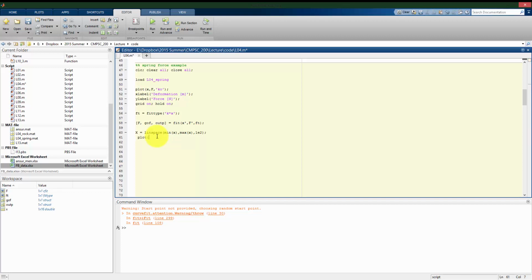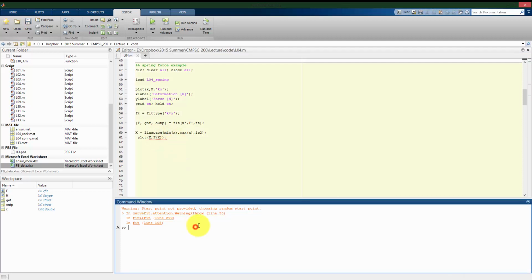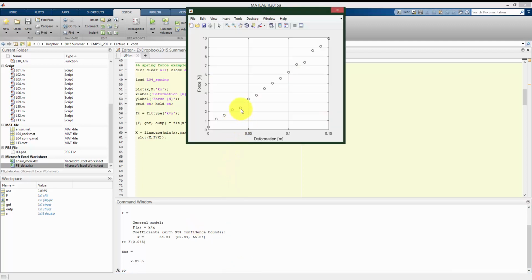So what I can do is plot this X, big X, versus F of big X. Actually, before I do that, let's look at F again. What this is telling me is F takes this one variable X. So if I say that I am looking at 4.5 centimeters, this is estimating that the force in the spring at 4.5 centimeters would be 2.8955 newtons. Again, we didn't actually do the measurement at 4.5 centimeters, so this is that estimate.